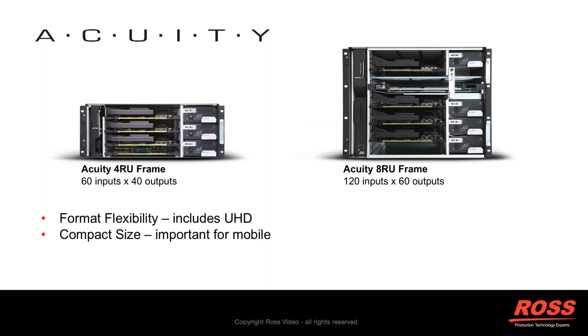What that really means is, in a mobile application, for example in a sports truck, space is always at a premium. And so the Acuity mainframe has an awful lot of processing power packed into a space that's probably half of what you require from anybody else's product. As I mentioned, we've got flexible ME configuration. You can have up to 8 MEs.